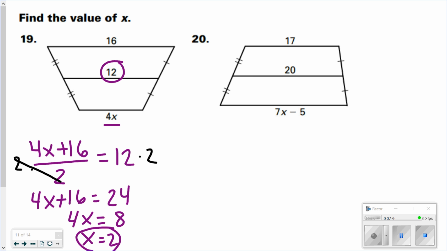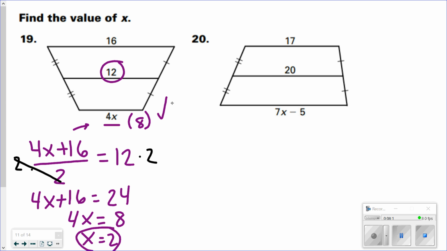Now let's double check that our answer is correct. I'm going to plug x back into my equation for this base here, and when I do so, I end up getting 8. So if I use my midsegment theorem once again, is 8 plus 16, divided by 2, equal to 12? And it is. So I know my answer is correct.